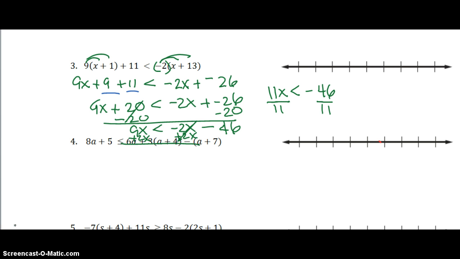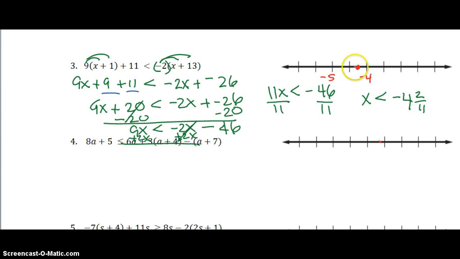11 does not go evenly, so I am going to go ahead though and write it x less than negative 4 2/11, and I need it mixed for the sake of graphing it. So I know if this is, let's get a different color so it'll show up, if this is negative 4, and that's negative 4.5, negative 4 2/11 is going to be about right here.